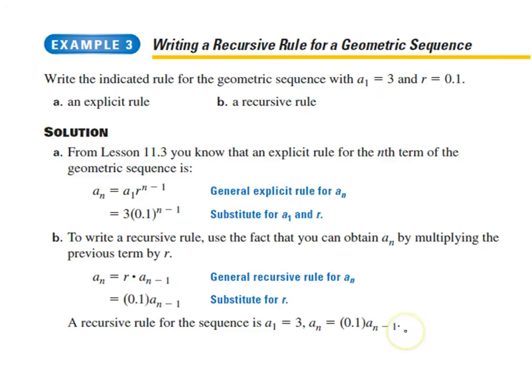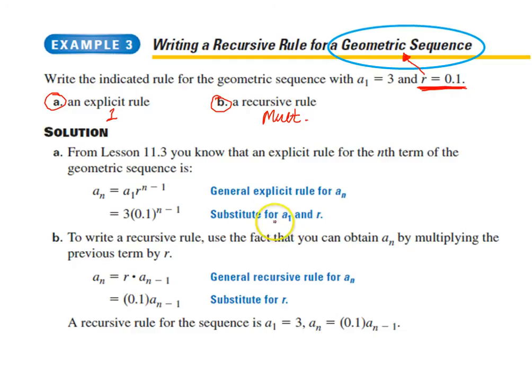Now, same concept except we have geometric. So here's our geometric. And if you didn't notice it was geometric, as it says in the directions, we have an r. Again, anytime we see r, we should think of that ratio, and that ratio means it's geometric. So same two things again. We want explicit and recursive. Explicit is one equation, recursive, multiple equations.